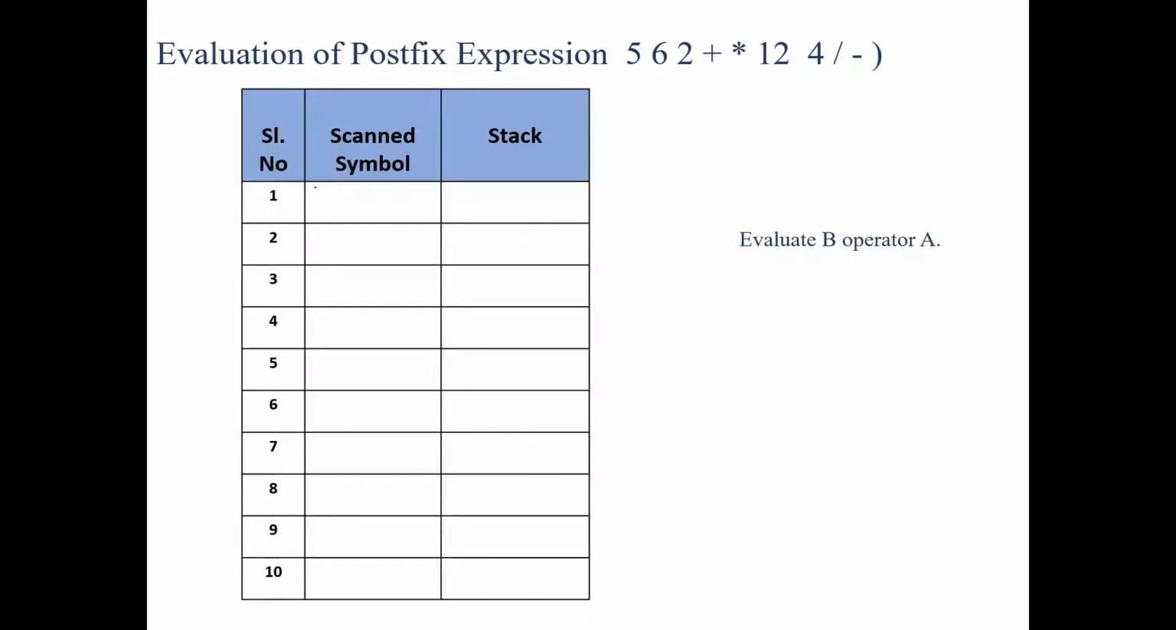Understood? So again, we have to draw one table with 3 columns. We are indicating the scanned symbol in the second column and the operator stack as the third. Now we will be scanning. Our postfix expression is ready to be scanned because we have inserted the sentinel right parenthesis at the end of the expression. Now we are scanning from left to right. The first symbol scanned will be 5.